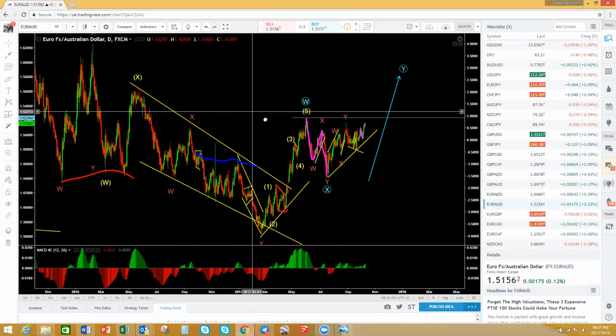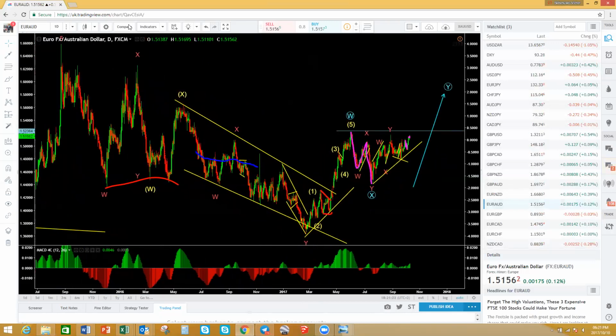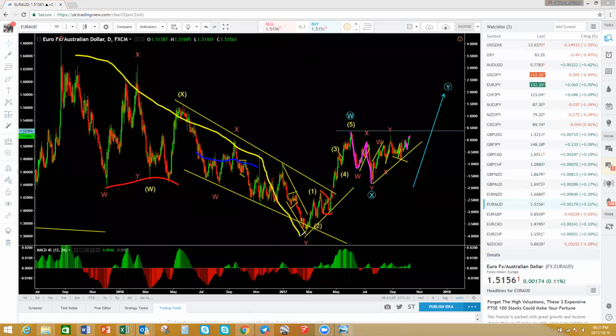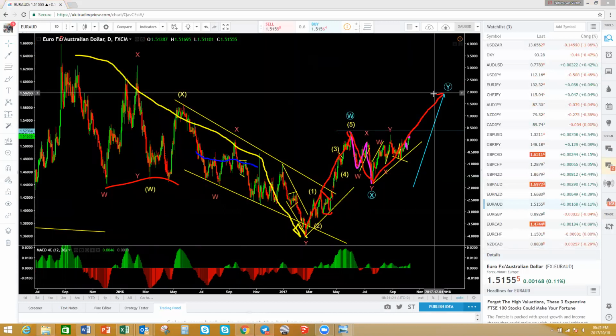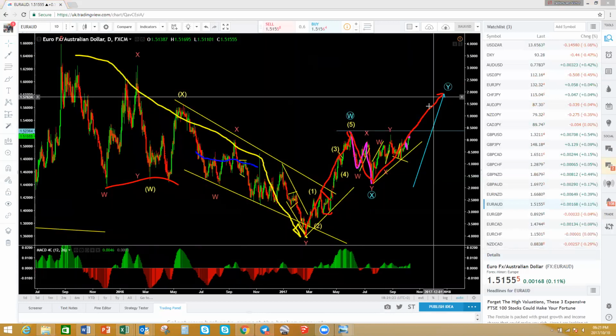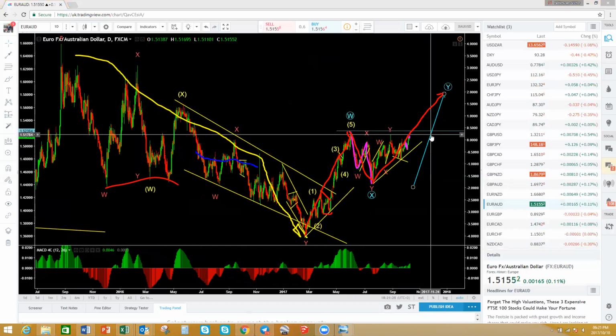So here, this one is very simple. Same thing that we always do. You've got the impulse all the way from the top there. And with that impulse, what is happening? We're getting a correction. W, X, Y. And we're anticipating that Y to end there at 158. Where are we now? We are around 151. Okay, there's still 700 trades, 700 pips to the upside.